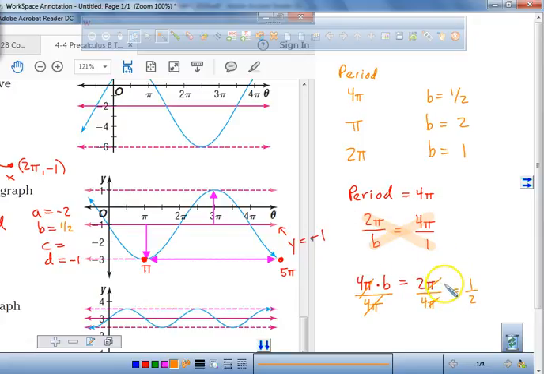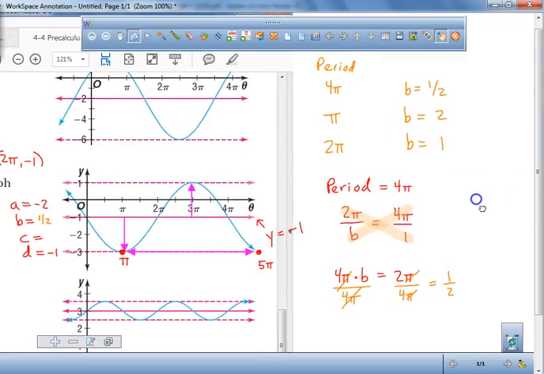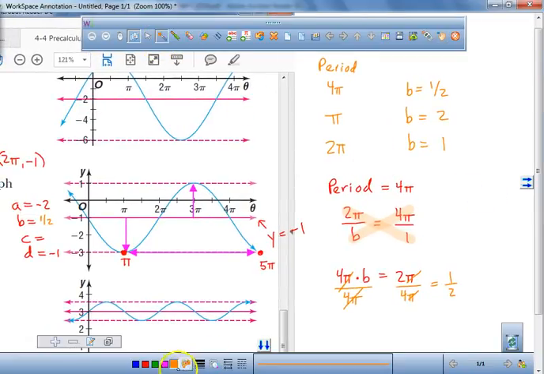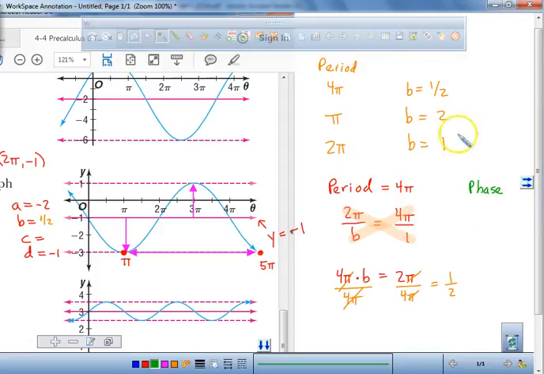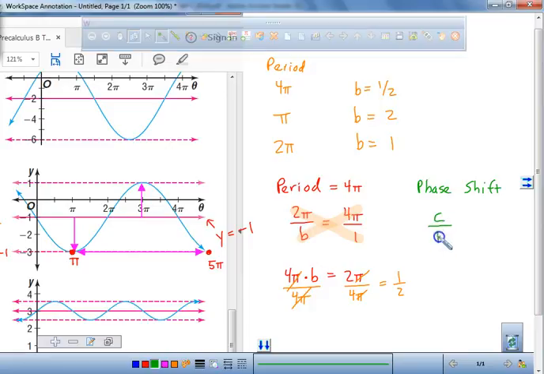Now, the last thing we need to talk about, I'm going to scoot over just a little bit. We need to talk about the phase shift. That's the tough one, if there is a tough one. Okay. So there's a formula for the phase shift, and the formula is c divided by b. But first we have to figure out what this phase shift is.